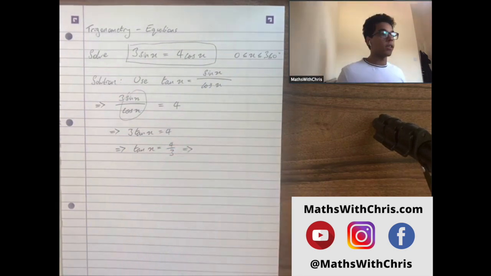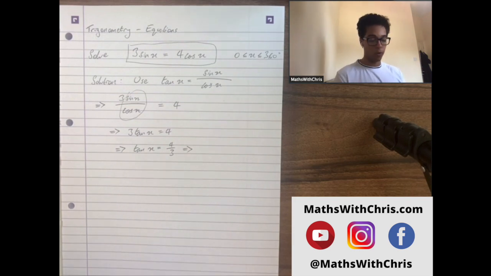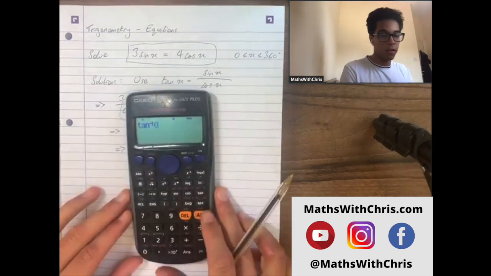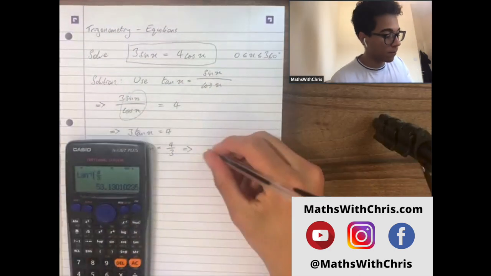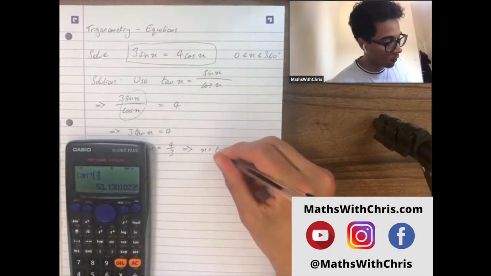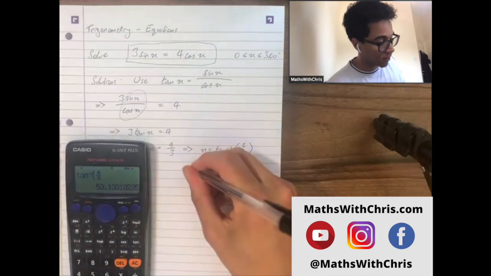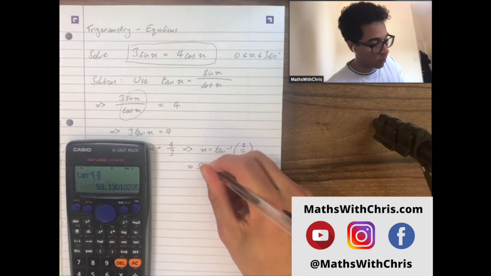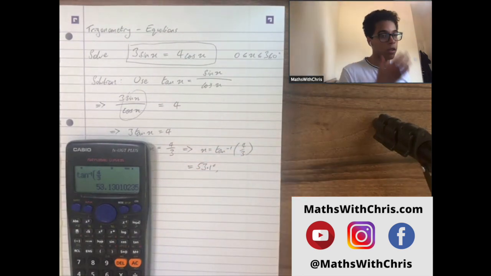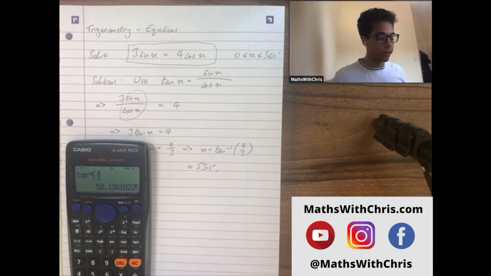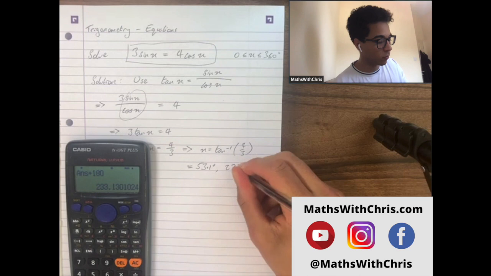And now this is like we've seen before. We've got just a simple trig function equal to a number. We can do inverse tan of 4/3, which gives us the 53. So tan inverse 4/3 is 53.1 degrees. And remember the rules for tan, we just add 180. So 233.1. So there you go.